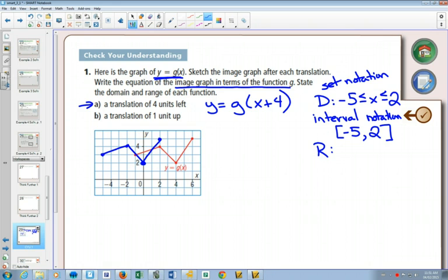The range for our graph, again, what's our smallest y value? It is 2. And our largest y value goes all the way up to 5. So that would be set notation. And interval notation starts at 2 and goes to 5. So you can choose, if a question asks for the domain, what kind of notation you want to do. But sometimes in multiple choice questions, you have to understand both of them when you're looking at the question.